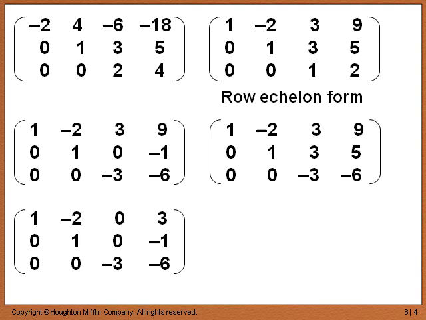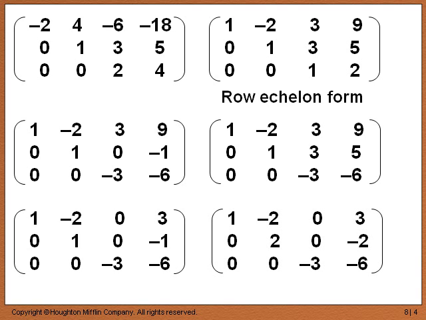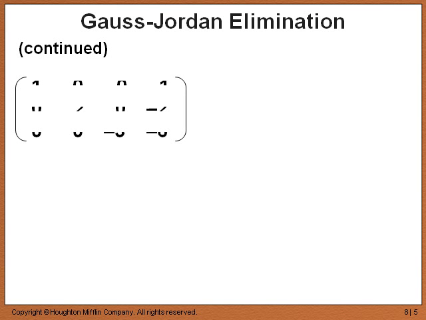Now, I still have to get rid of that -2 up there in the first row. So what I'd like to do now is simply multiply row 2 by 2, and I end up with 1, -2, 0, 3, 0, 2, 0, -2, 0, 0, -3, -6. At this point, you can clearly see that we can add row 2 to row 1, and I'll end up with this matrix: 1, 0, 0, 1, 0, 2, 0, -2, 0, 0, -3, -6. Almost there. We're almost at reduced row echelon form.